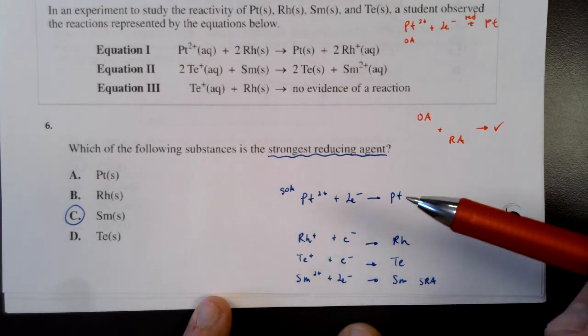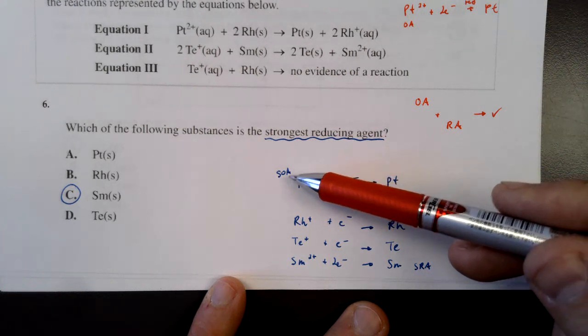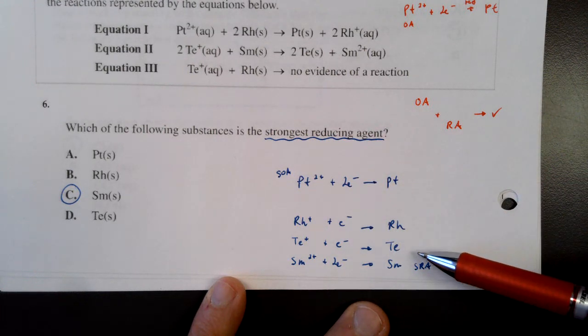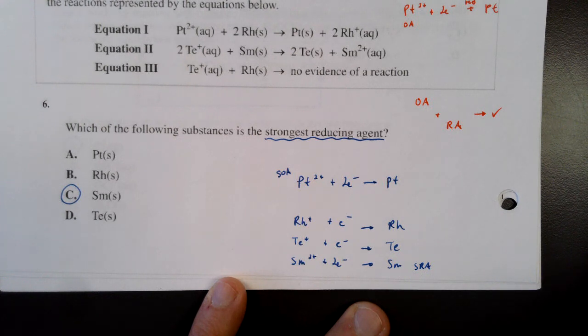All right. Lastly, to the question itself, strongest reducing agent. So my strongest oxidizing agent is in the top left. My strongest reducing agent is in the bottom right. That's how these tables are organized. That's the whole thing. Sm.